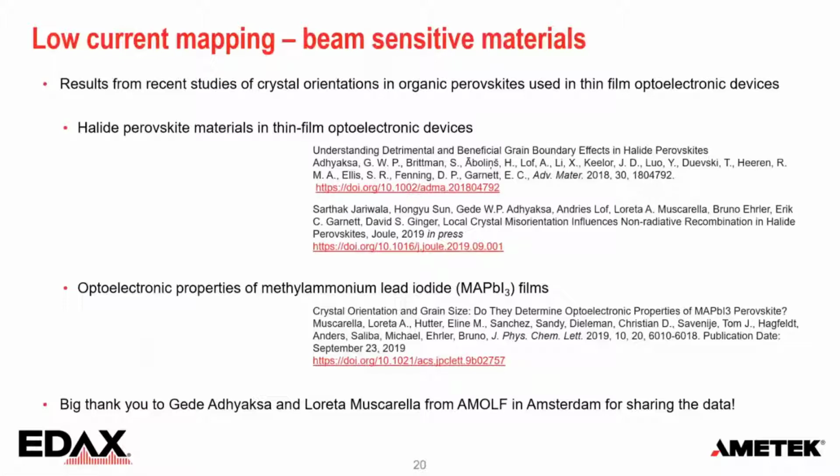Now, it would be nice to show you a live map example of beam sensitive materials, but it takes a bit of time to set that up, and they are so sensitive that I cannot guarantee that it's going to work. So instead, I would like to just show you a quick example of some work that has been done in the past. In this case, here I've got a few references. The example I'm going to show is the second one, the methylammonium lead iodide. That's work from Loretta from AMOLF in Amsterdam.